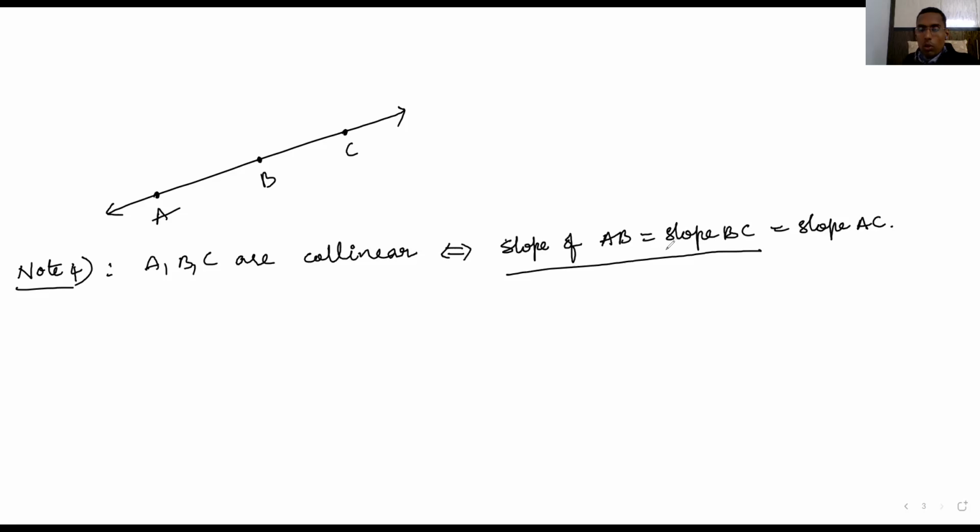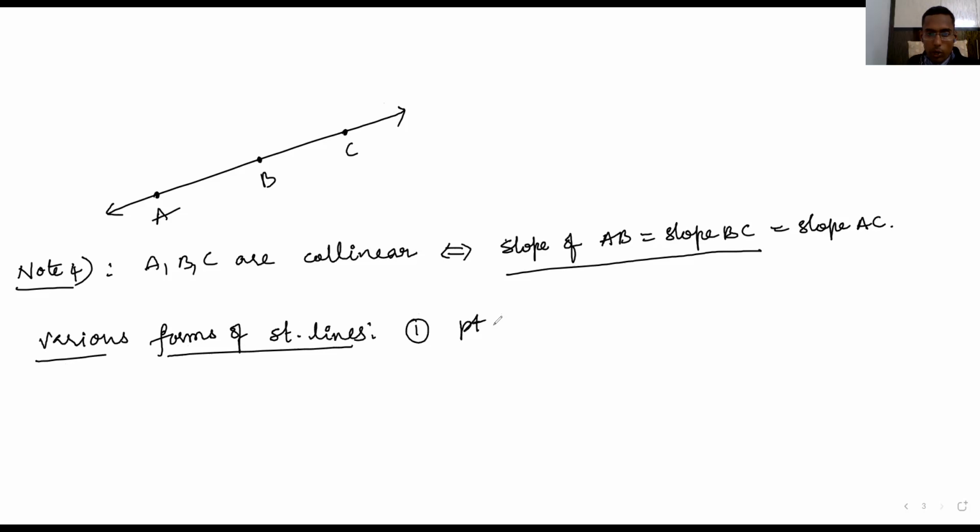Taking slope of AB equal to slope of BC is enough. Now we discussed various forms of straight lines. Number one, point slope form. To find the equation of a line, we need a point and a slope. This is the base for all other forms. Point slope form is y minus y1 equal to m into x minus x1.